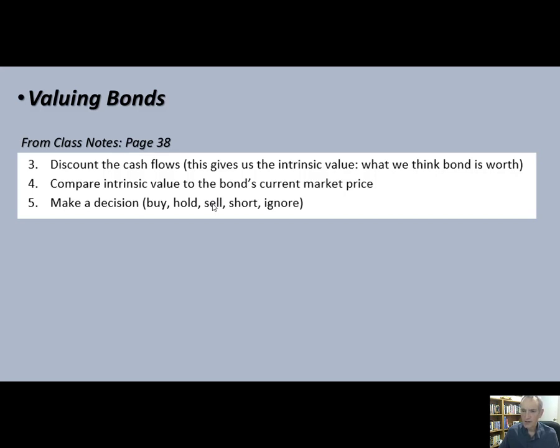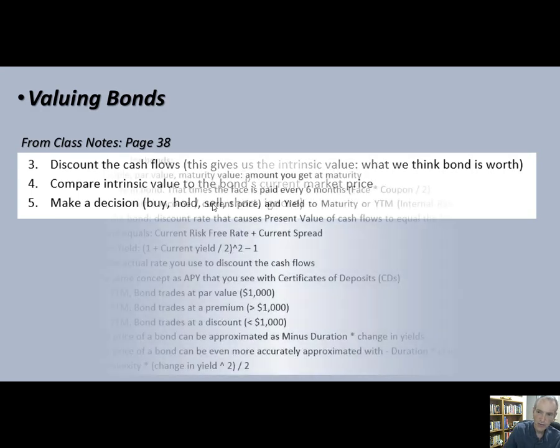Short is you don't own it, but you short it hoping the price will fall. You can do that with bonds. It's not that difficult. I've actually shorted Treasury bonds before. It's not that difficult to do. Or you just ignore it. Don't do anything. It looks like it's well valued. There's no opportunity there. You don't own it. You don't want to buy it. So that 5-step process applies to all assets. With bonds, the unique thing with bonds is that the forecast of the cash flow is very straightforward.